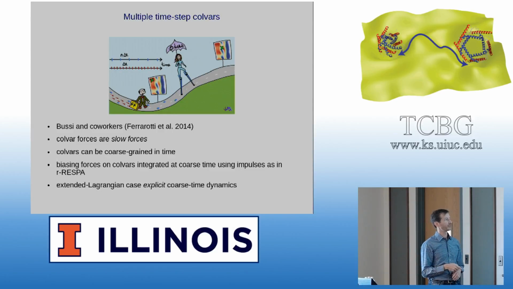And then if you have the extended Lagrangian, so you have this extra lambda coordinate, then the lambda coordinate will actually be explicitly coarse time dynamics, because the lambda has its own little integrator, and the time step for that integrator will be your long time step, your slow time step for the colvar. So that was a lot of the things you can do with the colvars themselves.